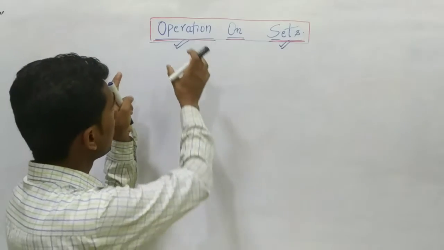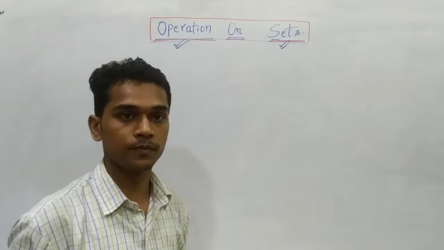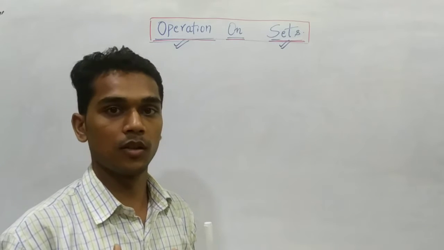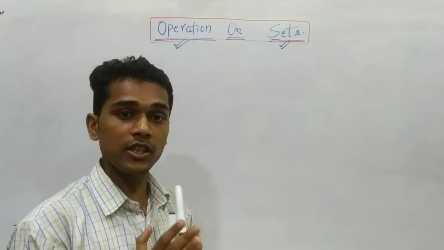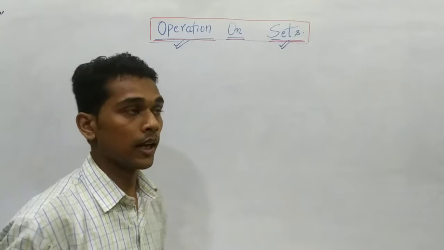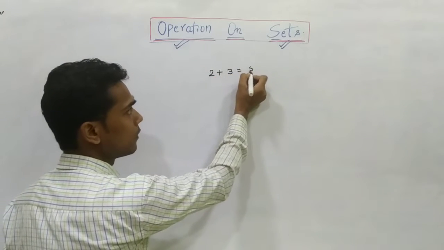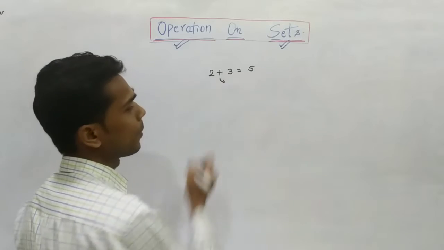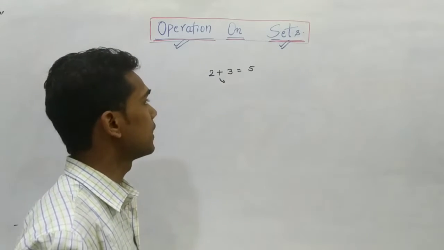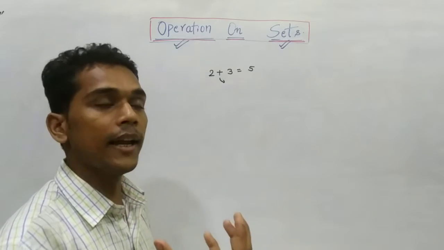At first, we try to understand the term operation. Operation is simply a process by which we get a new element. Like 2 plus 3 equal to 5. Here plus is an operation.